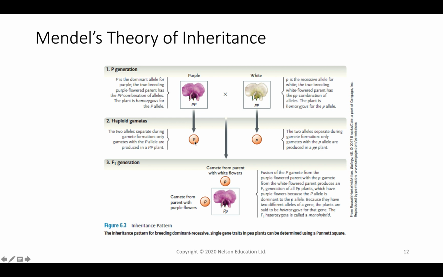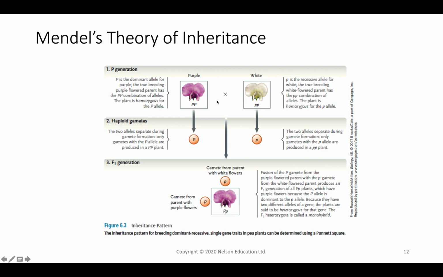And then these alleles are going to come together when the sperm and the egg come together to make the F1 generation. So only 1 allele can come down from each of their parents, allowing the fusion of these 2 gametes together to be able to make what we now know is a heterozygote, right? 1 dominant and 1 recessive allele in the F1 generation.